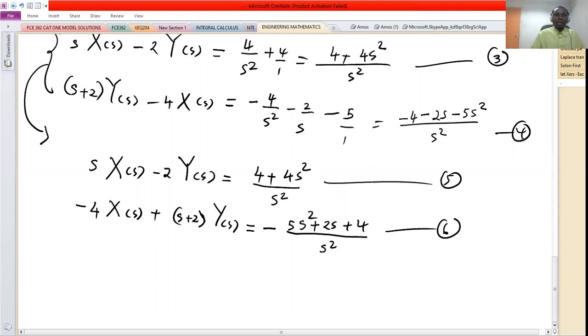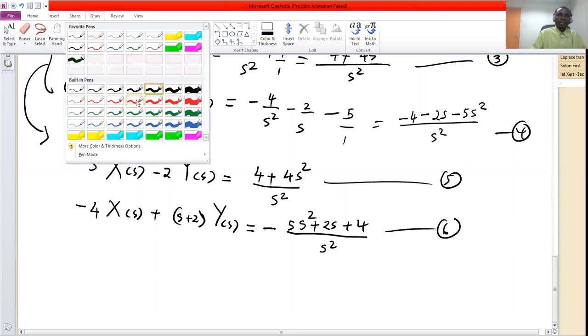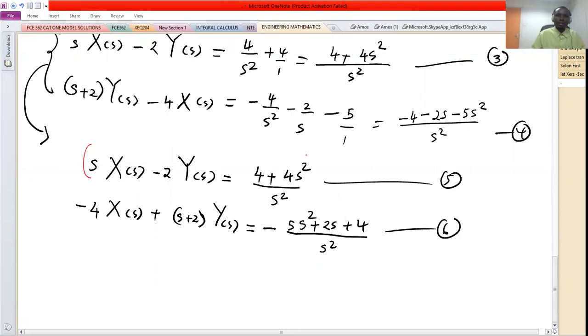Now we solve by elimination. Let's multiply equation 5 by s plus 2, and let's multiply equation 6 by 2.